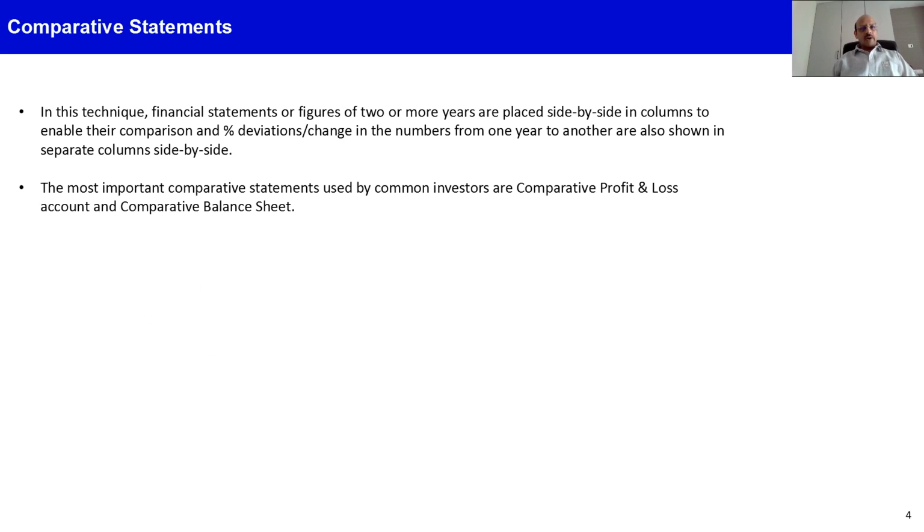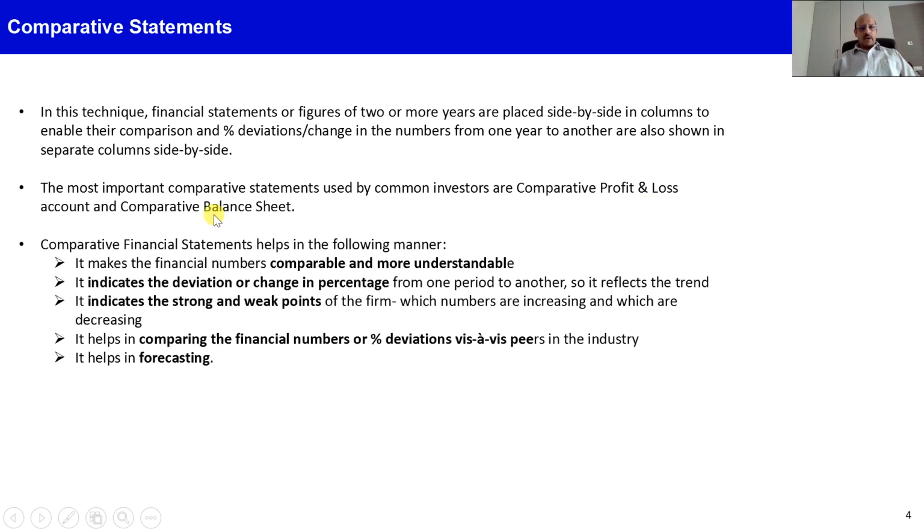So let's first understand the comparative statements, how it is prepared. The financial statements or figures of two or more years are placed side by side in columns to reflect the absolute change and the percentage change or deviation in the numbers from the previous year. So that's called the comparative statements. I will explain this in a moment with one example. Most commonly, comparative statements which companies prepare are for comparative profit and loss account and comparative balance sheet.